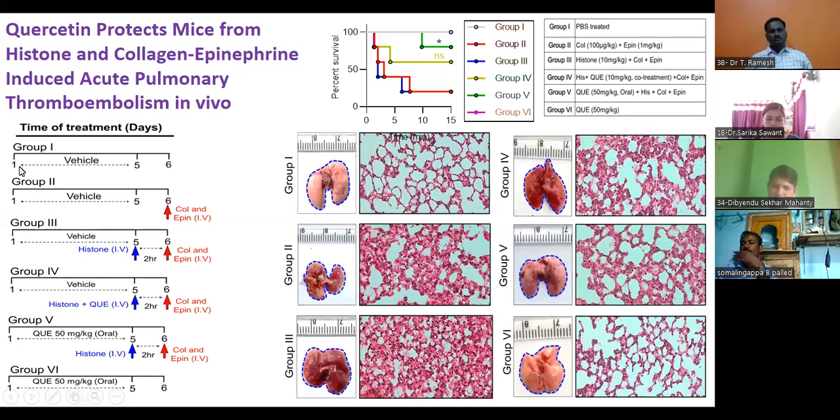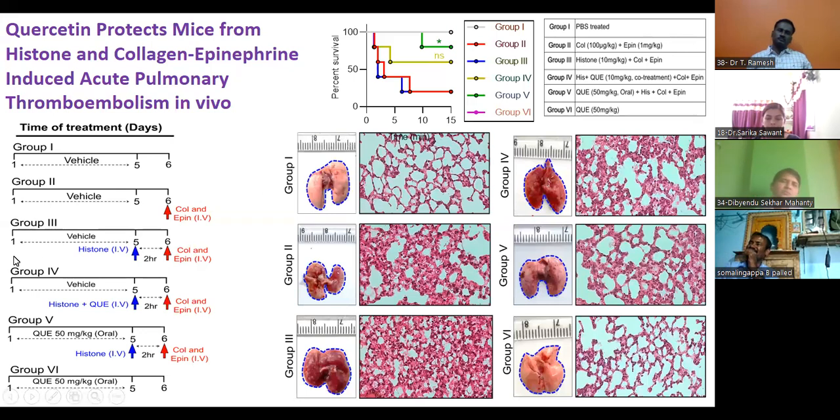In the first group, we gave vehicle up to 5 days, and on the 6th day the experiment. In the second group, up to 5 days we gave vehicle, that is PBS. On the 6th day, we gave collagen and epinephrine to the animal, and the animal will die within 20 minutes. We observed the time of death of the animal.